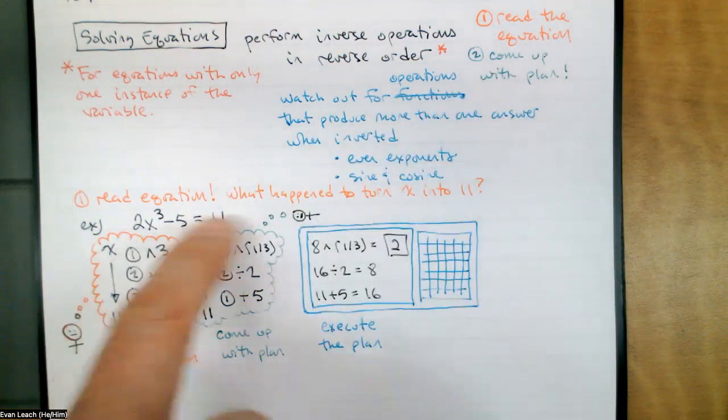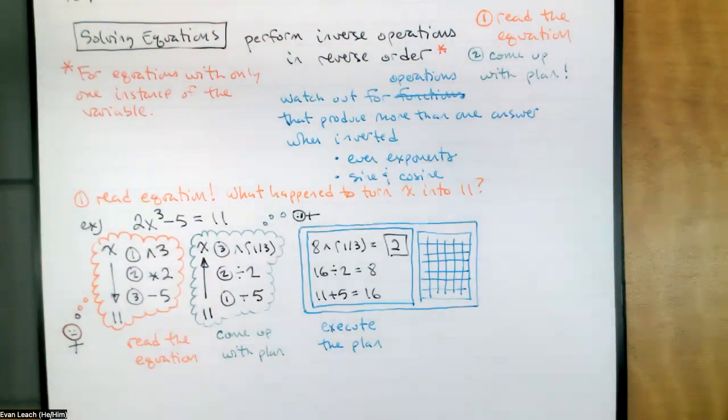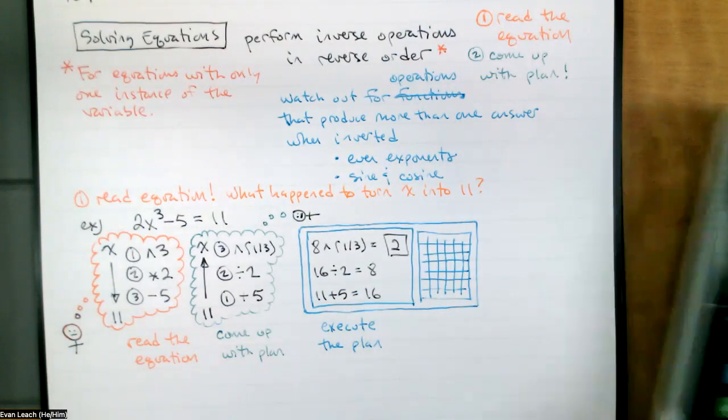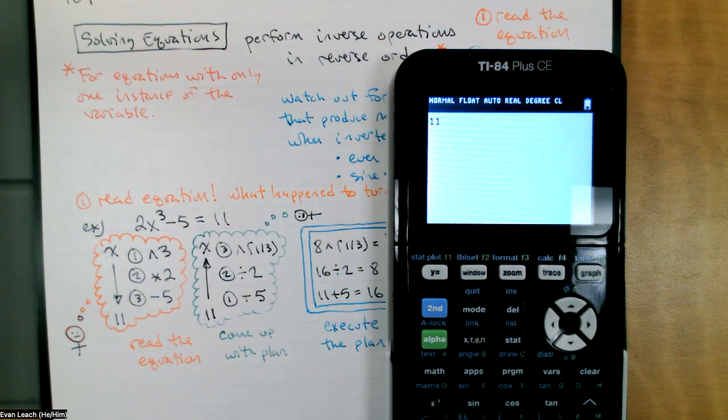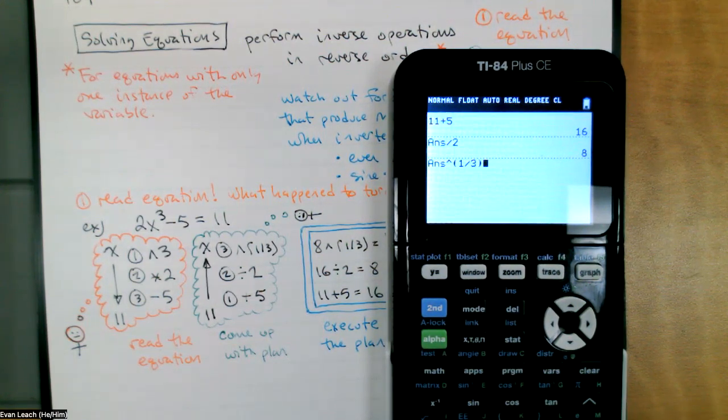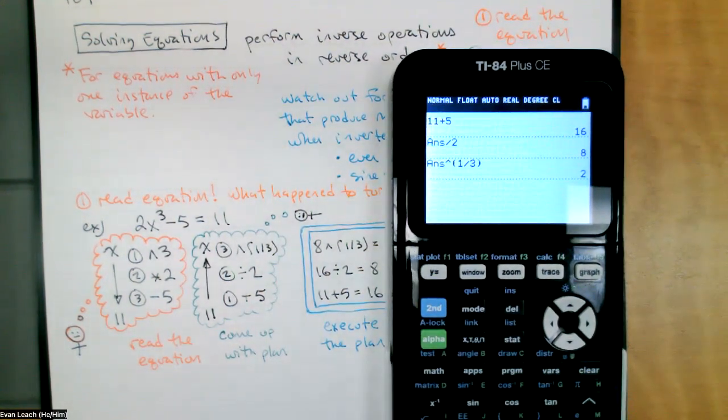So what would happen is we would read the equation, we'd come up with our plan, and then we would execute the plan, and that would take place entirely on our calculator. The first thing we do is we start off with 11, and the first thing that happens is we add 5, and then we divide by 2, and then we raise to the 1/3 power, and come up with the 2 that way.